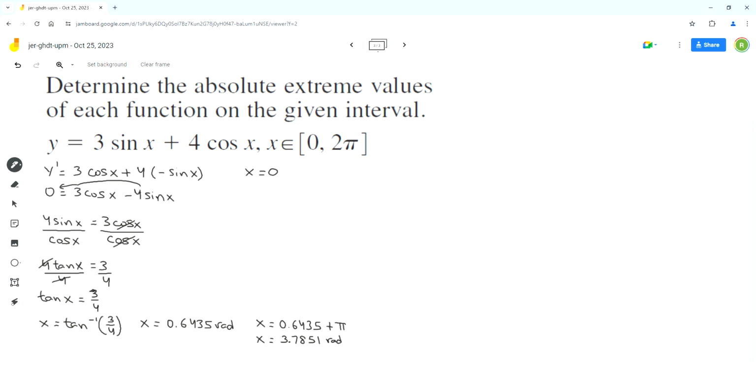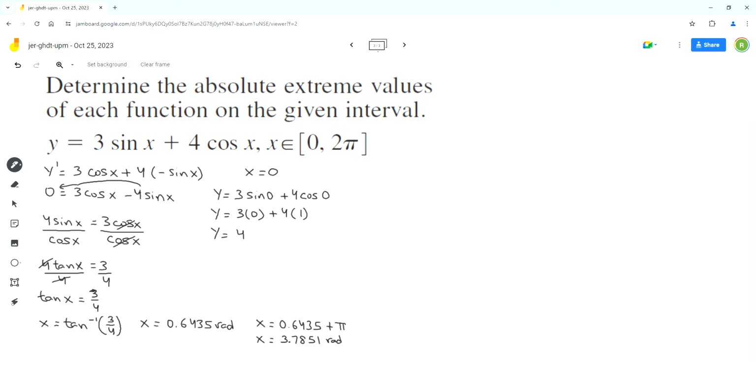So we should sub in x as 0 in the given function. We know sine of 0 is equal to 0 and cos 0 is equal to 1. So 3 times 0 is 0 and 4 times 1 is 4. So we get 0 plus 4, which is equal to 4. So this is the y value for x equals 0.